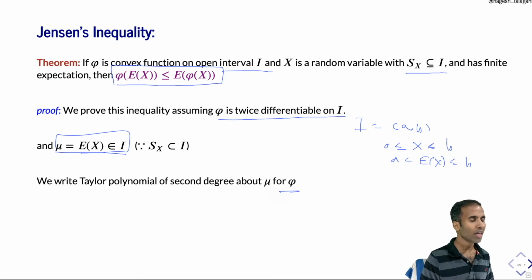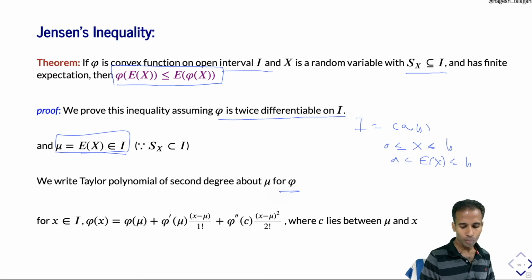So this is the Taylor polynomial of second degree for phi about mu. Phi of x we can write as phi of mu plus phi dash mu times x minus mu by 1 factorial plus phi double dash c times x minus mu whole square by 2 factorial, where c lies between mu and x. This is actually a generalization of the Cauchy mean value theorem.